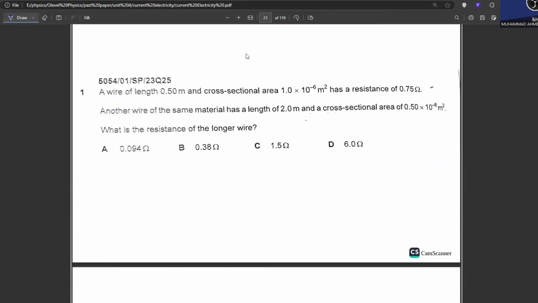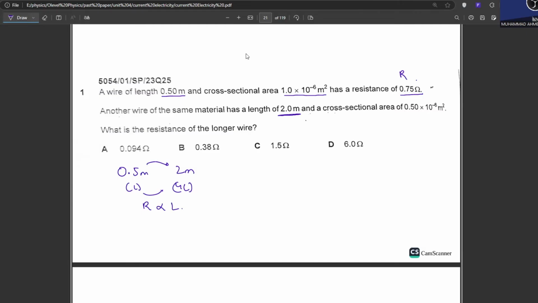Let's see this. A wire of length 0.5 meters and cross sectional area 1 into 10 raised to the power of minus 6 has a resistance of R, that is 0.75 ohms. Another wire of the same material has a length of 2 meters. So the length has increased 4 times, 0.5 to 2 meters. Your length has become what? From L to 4L. What have we studied? Resistance is directly proportional to length.